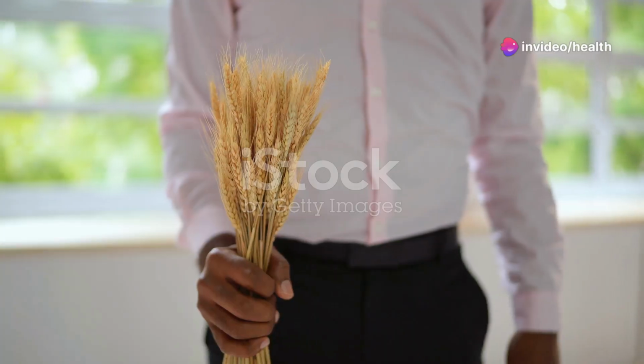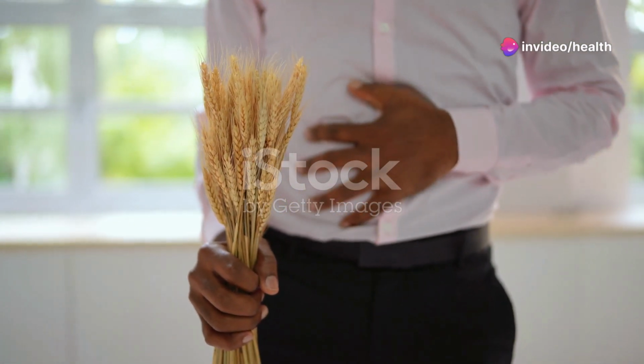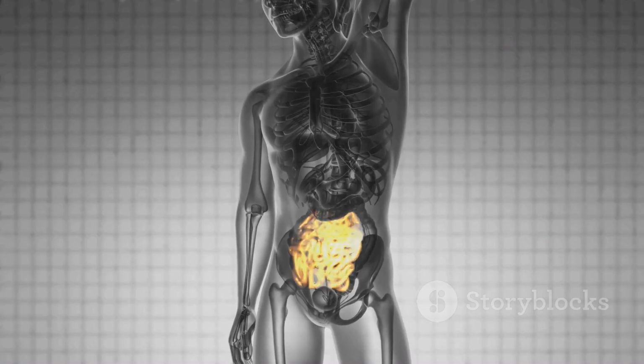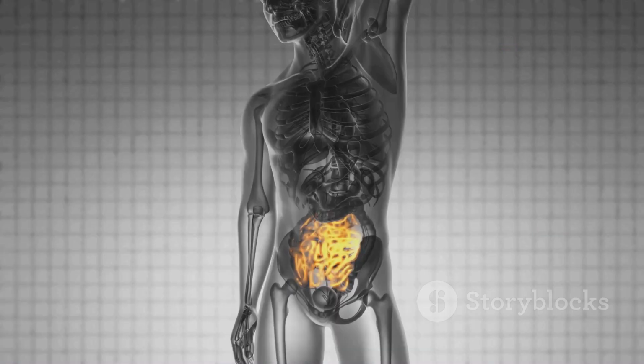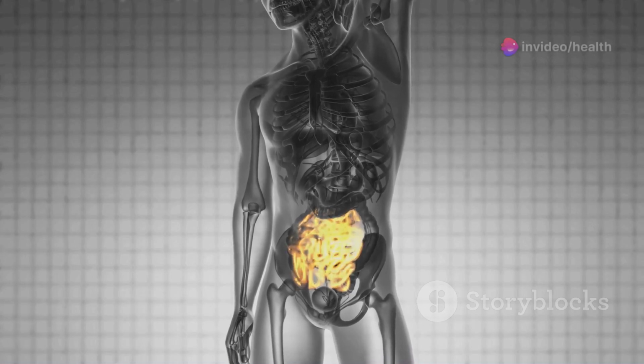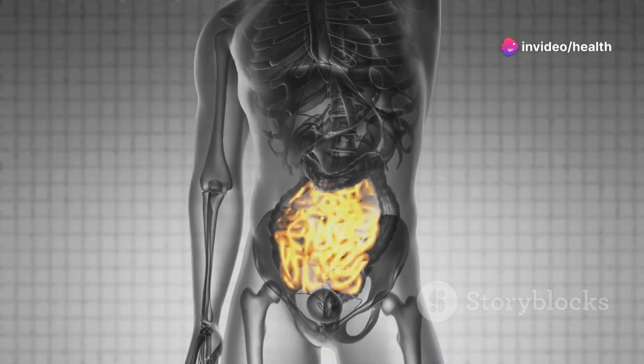Now, let's delve into types and symptoms in recognizing coeliac disease. Coeliac disease can manifest in various ways, making its diagnosis challenging. There are two main types: classic coeliac disease and non-classic coeliac disease. Classic coeliac disease typically presents with gastrointestinal symptoms such as diarrhea, abdominal pain, bloating, and weight loss.